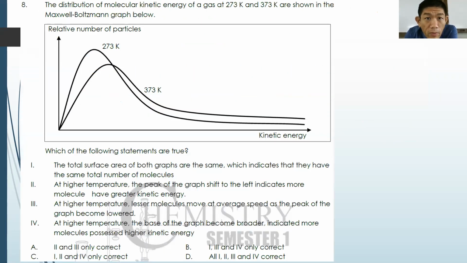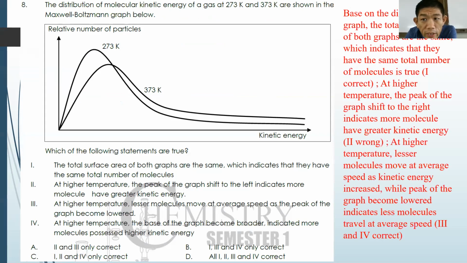Then number 8, Maxwell-Boltzmann distribution of a gas of an unknown is shown in the Maxwell-Boltzmann graph below. Which of the statements is true for this? So you have two different temperatures in here, 273 Kelvin and 373 Kelvin. Number 1, the total surface area of both graphs are the same, which indicates that they have the same total number of molecules, which is actually correct. Okay, because when you have the same area, they indicate that they have the same number of molecules.